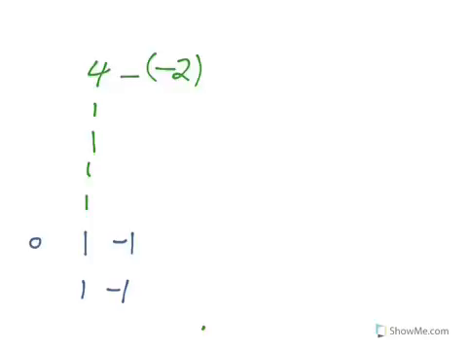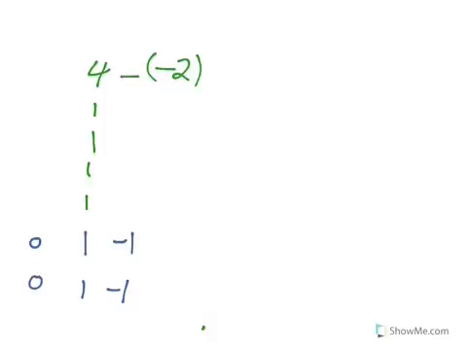Again, let's do this one more time using the picture method. We have 4 take away negative 2. 1, 2, 3, 4. We have 4 positive 1's. We cannot take away 2 negative 1's because there's nothing there to take away. So let's add in 2 zeros. 1, negative 1, 1, negative 1. There's 1 zero and 2 zeros.